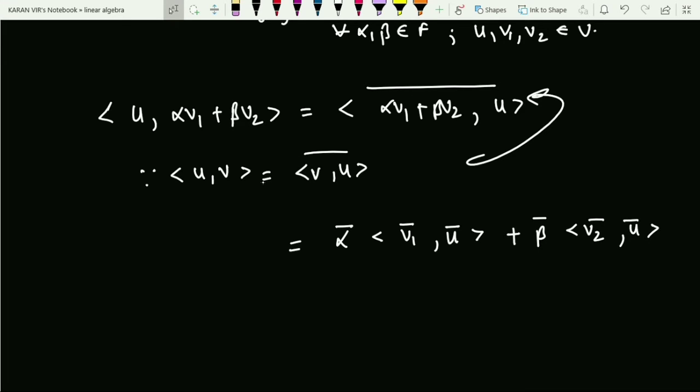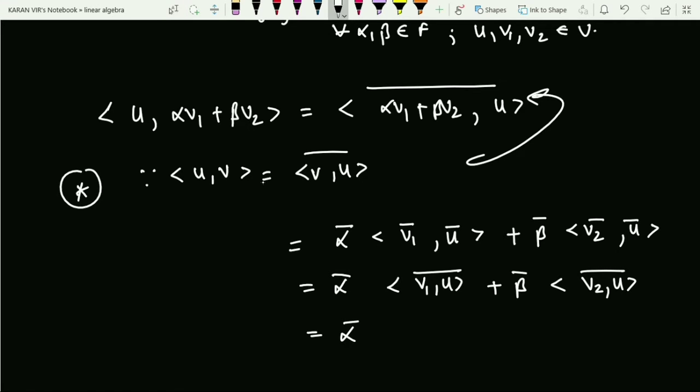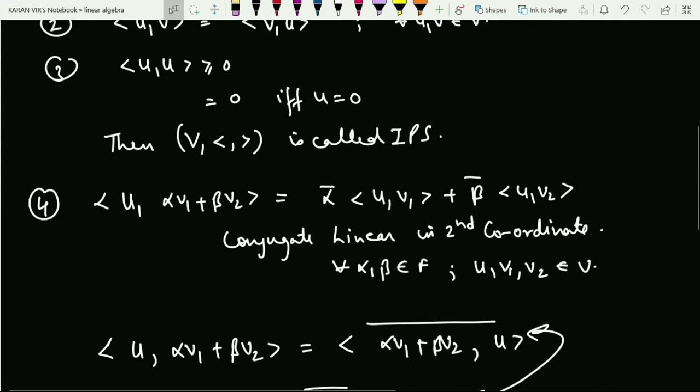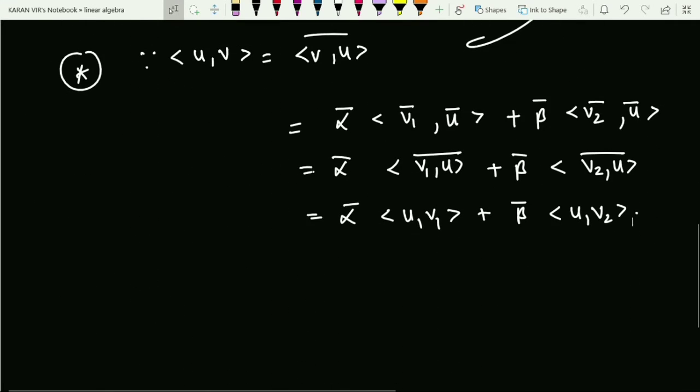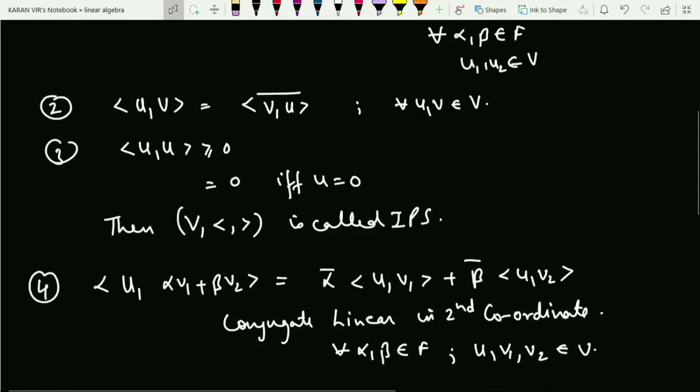Now again applying the property of conjugacy, this can be written as the inner product of v1 comma u whole conjugate, and similarly this one can be written as v2 comma u whole conjugate. And now again applying this property, what you get from here is alpha conjugate times the inner product of u comma v1 plus beta conjugate times the inner product of u comma v2. That's why I have not mentioned this property 4, but sometimes it is referred to in the books, so no need to get confused. This property can be easily derived. So that was all about the definition of inner product space.